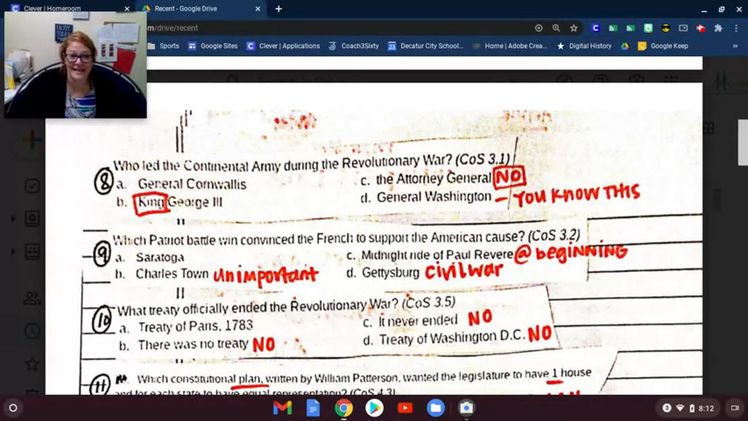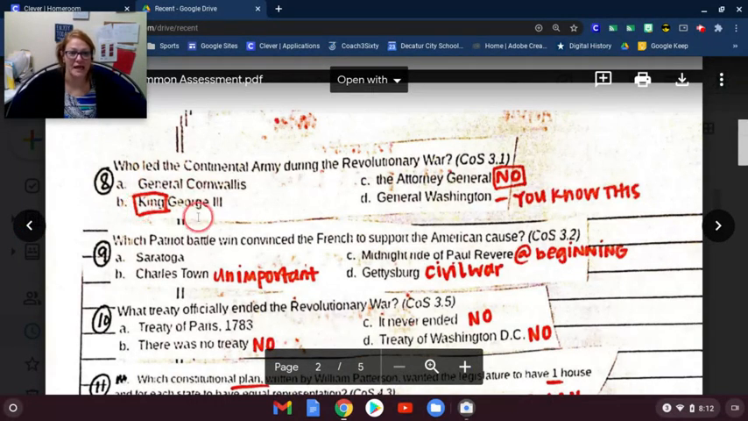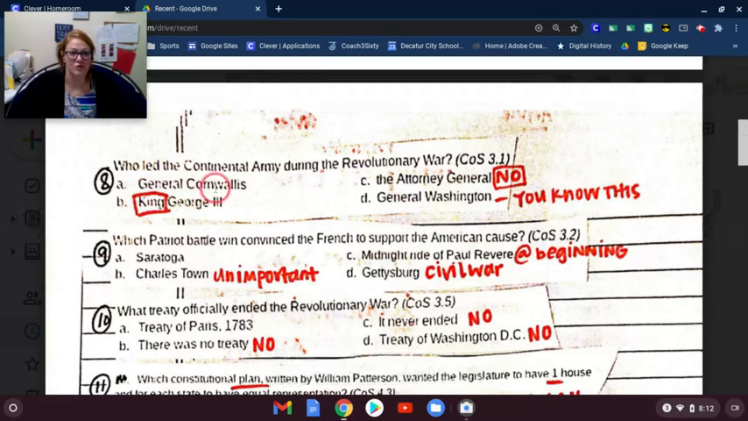It's one of those things that I would think you would know. But, never know. You know it can't be B, King George. A, Cornwallis. I mean, maybe. You may not even know who that is. C, the Attorney General. That's an office. That's not a person. They don't lead an army. And then you got D, General Washington. Well, I mean, you should know that, but if you don't, at least you have a 50-50 chance. You've got A or D to get it right.